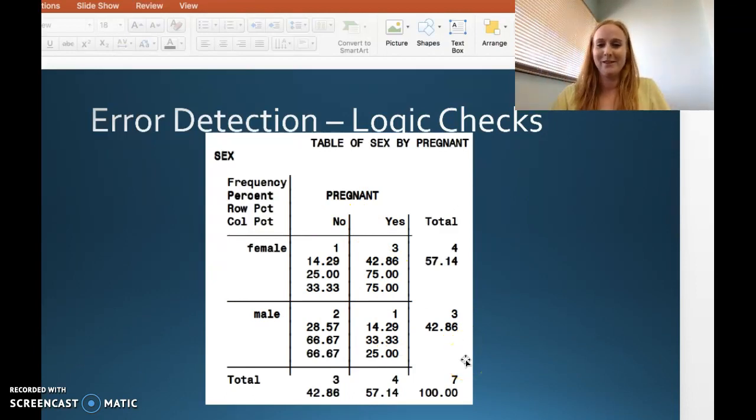We got a problem. We know it is humanly impossible for a male to say, yes, I'm pregnant. So here we clearly have an error. Maybe something was punched in wrong when data was recorded. So this is that logic check. Is this even making sense, right? Pregnant male. No, we shouldn't get a response of yes for someone that said they're male. We know we have an error, so now we got to go fix it. So again, this is just using good logic, common sense. Is what I see what I should be seeing?